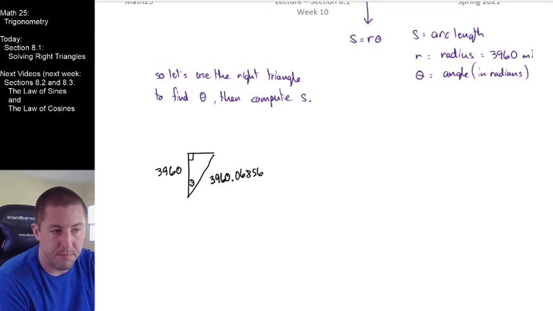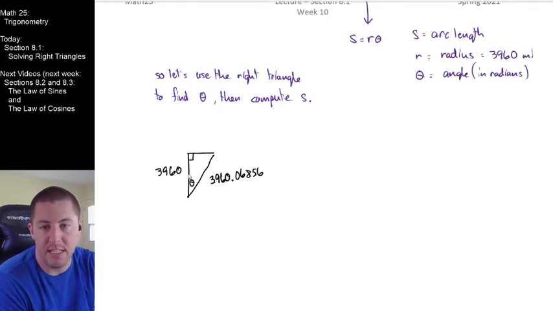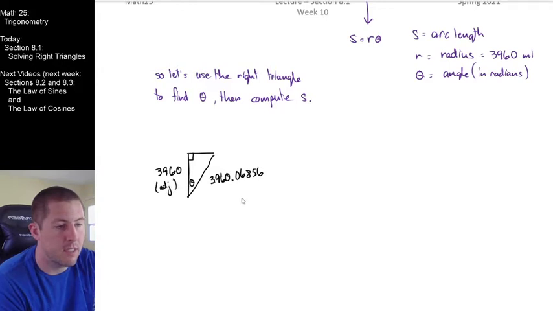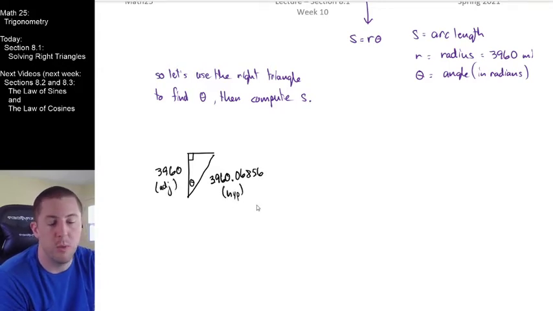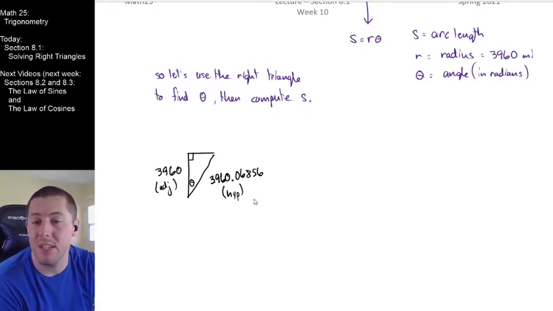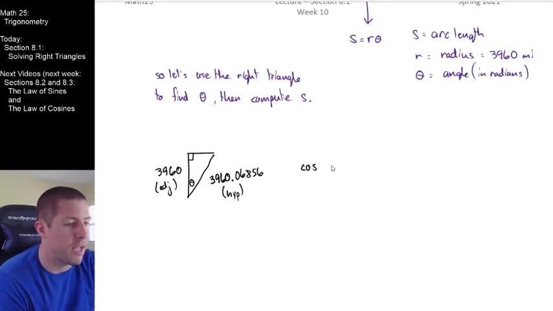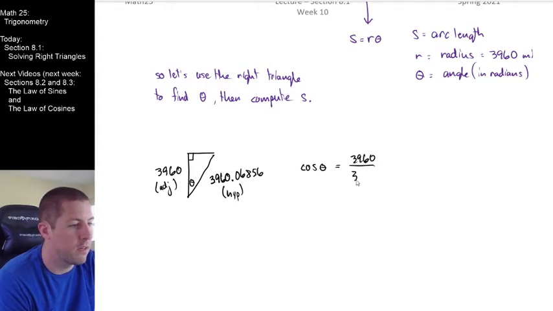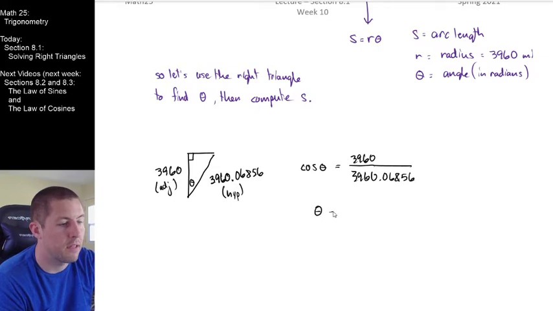Relative to this angle right here, it looks like 3960 is adjacent to this angle, and it seems like our decimal value is the hypotenuse. So this is adjacent, this is hypotenuse. And our question is, what trig function deals with adjacent and hypotenuse? That is cosine. So I'm thinking to myself, my cosine of theta should be equal to, cosine is adjacent over hypotenuse, it should be 3960 over 3960.06856, right? Therefore, theta should just be the cosine inverse of that fraction.